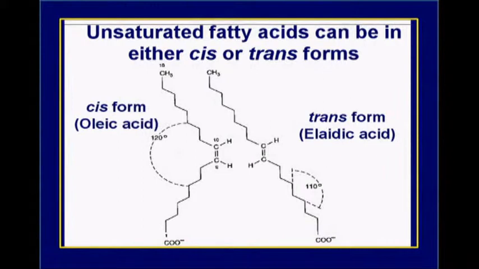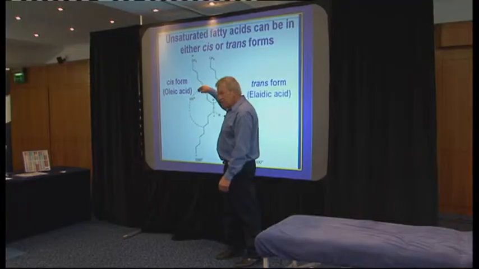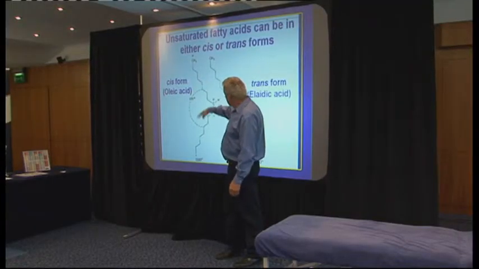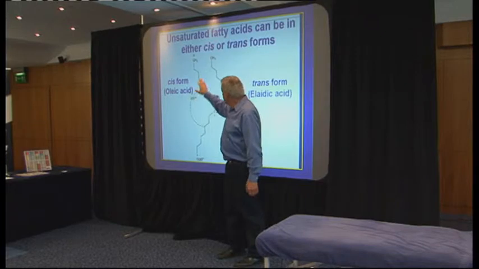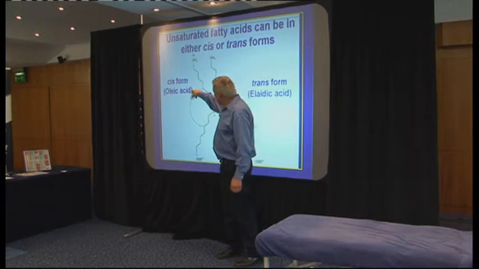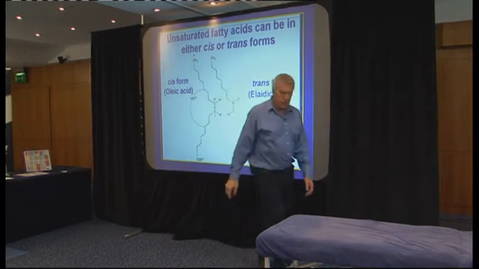And we see the normal configuration of this is that there's a kink in the structure. In other words, there's an angle here of 120 degrees, so there's a kink at the double bond. Now this is oleic, or what's present a lot in olive oil.